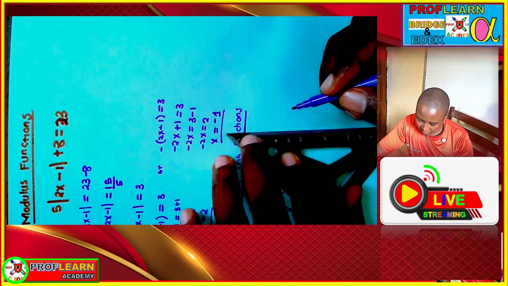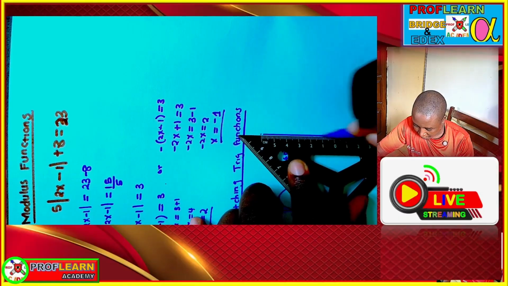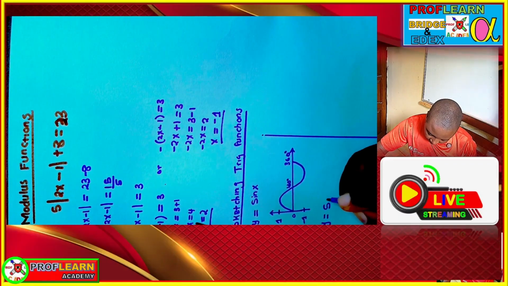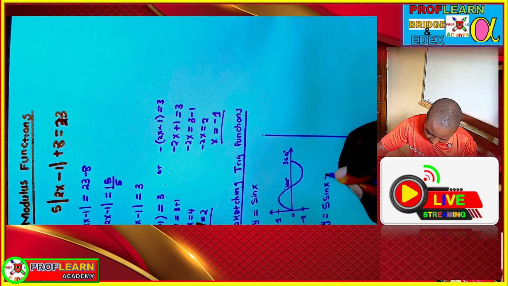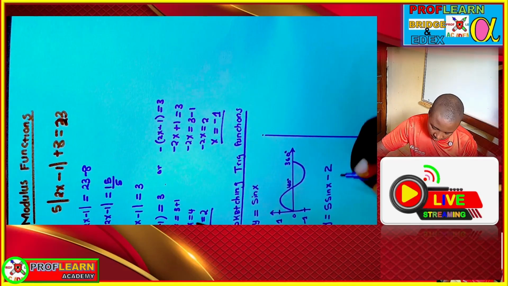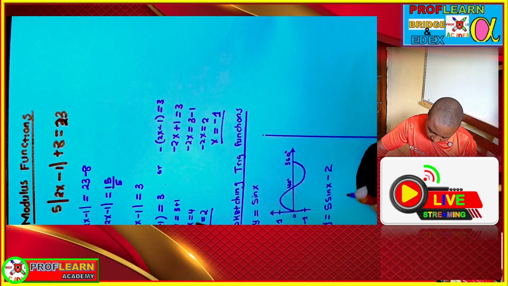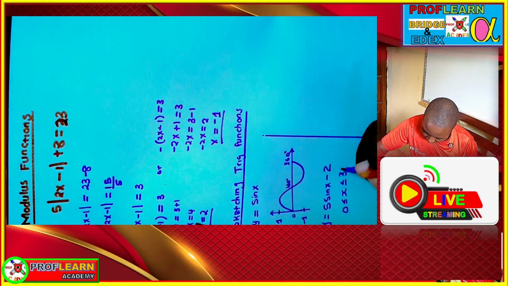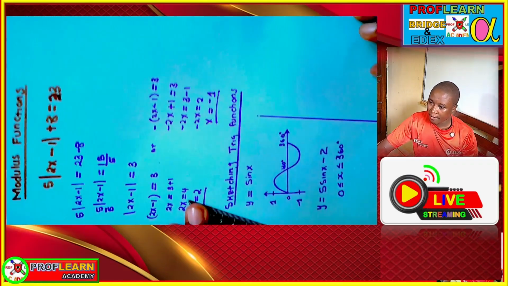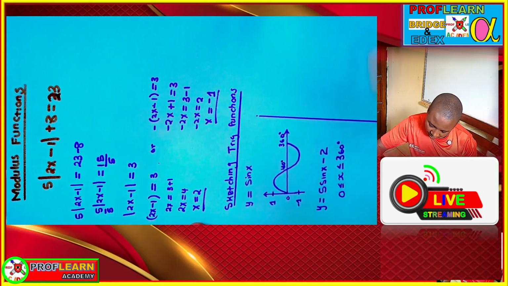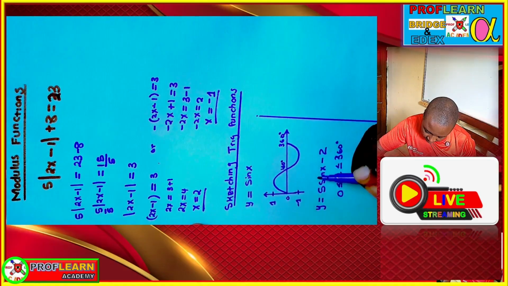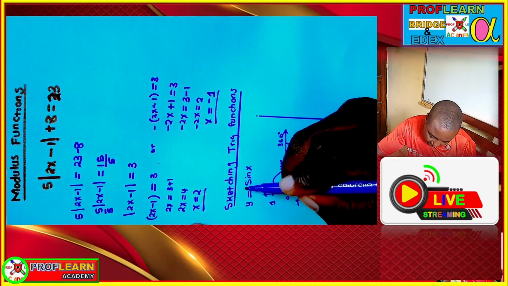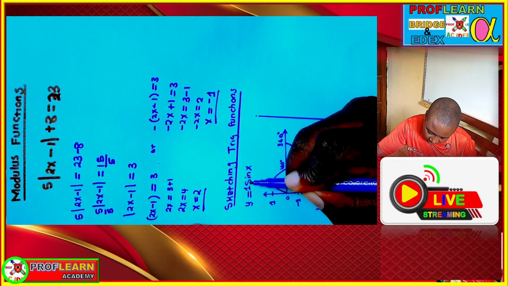In the event you are given an equation that is given as y is equals to 5 sine x minus 2, and you are sketching this graph from x is greater than or equals to 0, less than or equal to 360 degrees, then you have to remember that this graph is going to have an amplitude of 5, but this one has amplitude of 1 because the coefficient of sine here is 1.